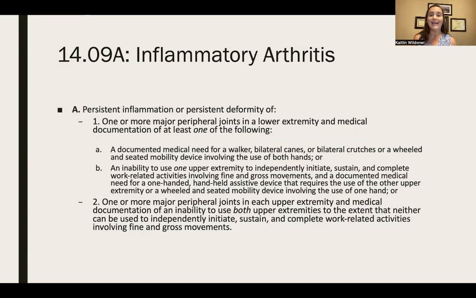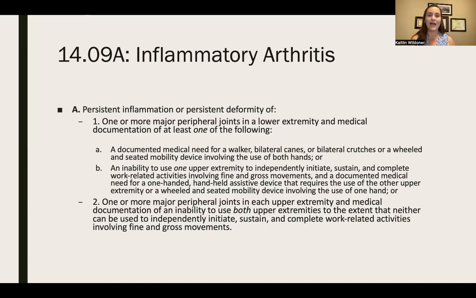Okay. Looking at the listings, there are 4 different parts to listing 1.09, and we're going to talk about 3 of them. The other one is not terribly related to RA. We usually see RA come under either A, B, or D, I believe it is.